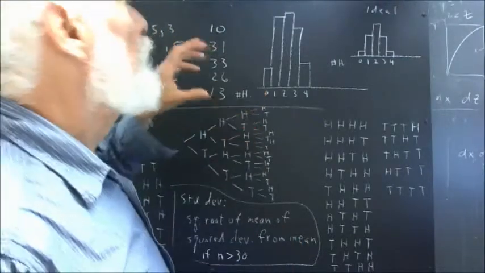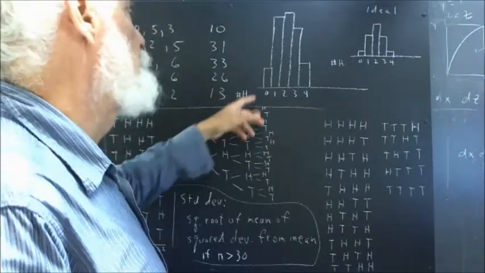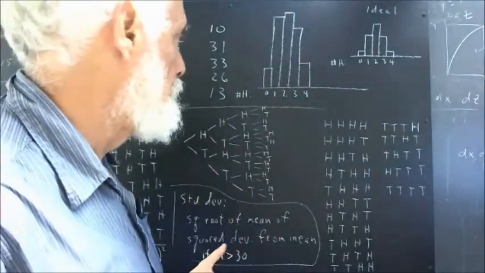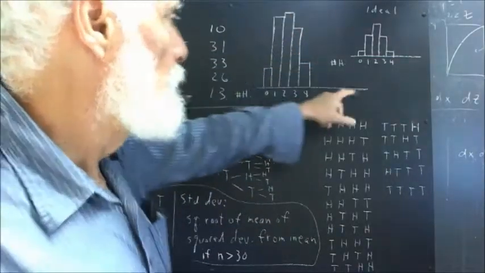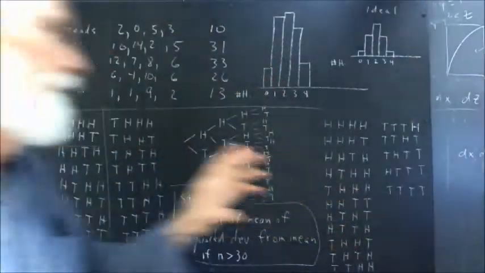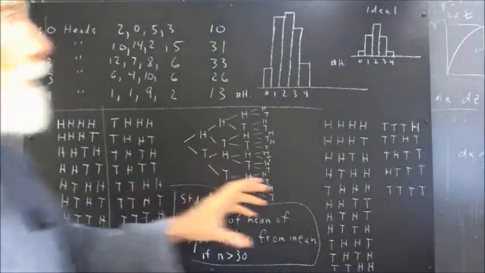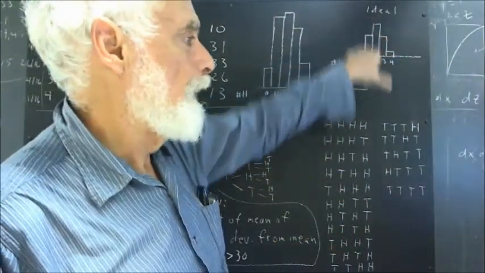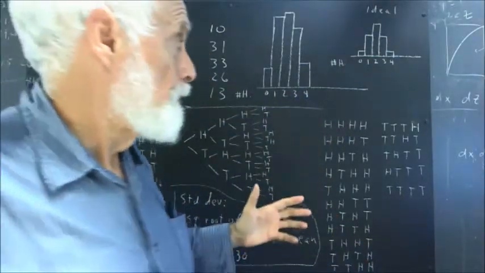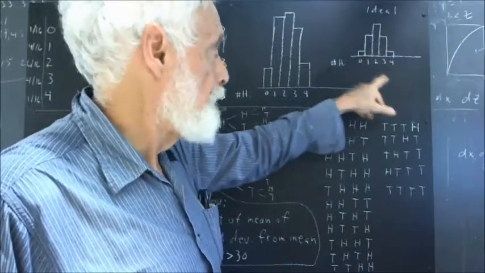Now, if we flipped a large number of coins, if we flipped the 4 coins a large number of times, let's say we did it 1,000 times, the shape of the histogram would be much closer to the shape of this one, or at least we would expect that the shape would get a lot closer. This is the ideal, and this is actually what's going to happen if you do an infinite number of trials. The shape of the histogram has to approach this shape.